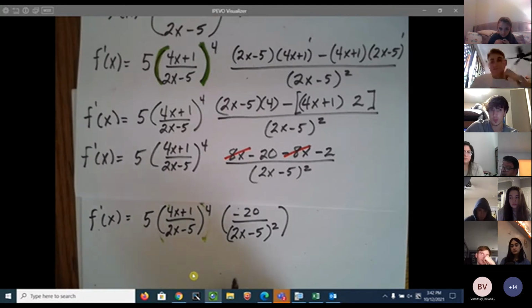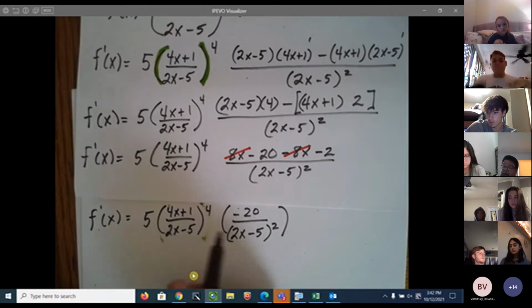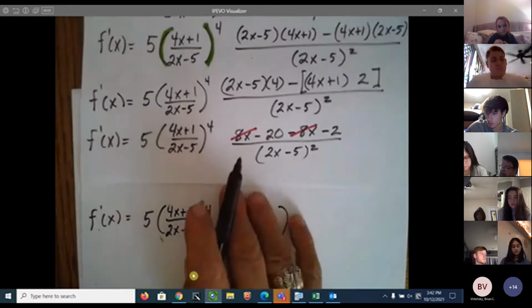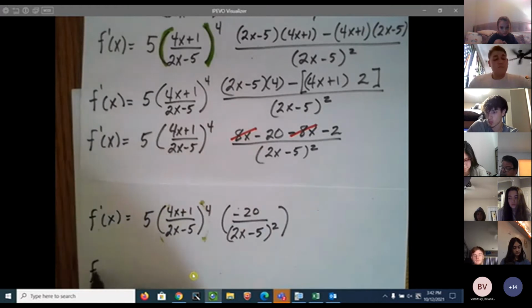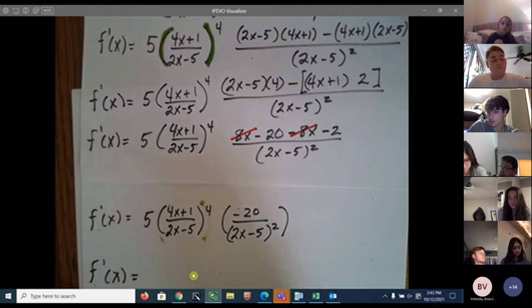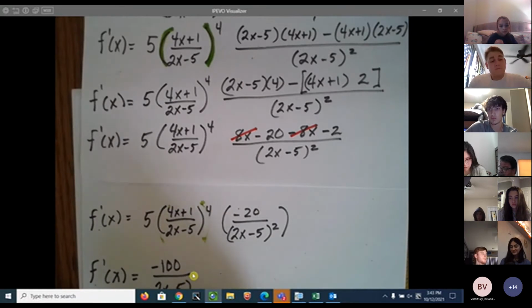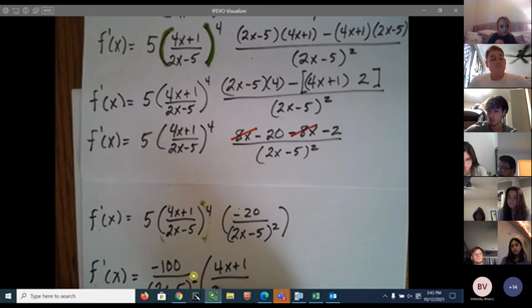I'm not going to mess with it because you'd have to expand this whole thing out, and I'm not going to do that. The only other thing I can say is 5 times 20 is what? 100? This would be my final answer: negative 100 over 2x minus 5 to the second power, times 4x plus 1 over 2x minus 5 raised to the fourth power.